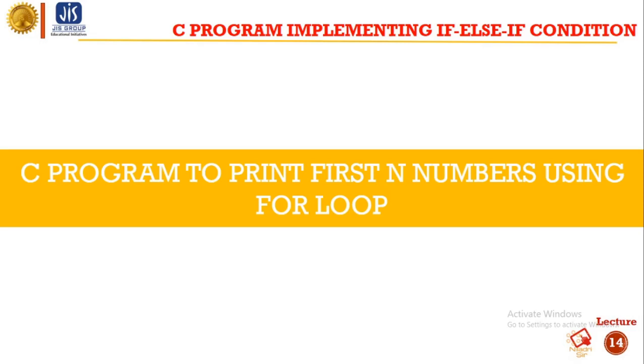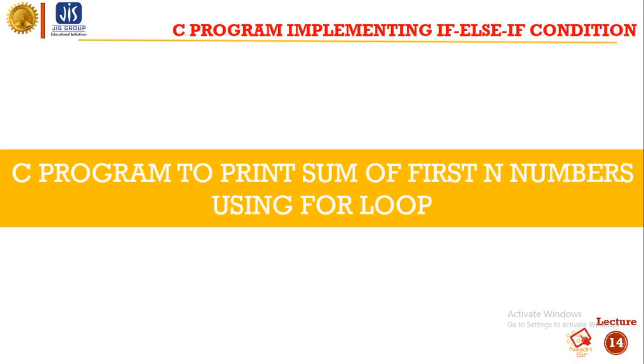Okay, so next we will do another C program. It will print the sum of the first n numbers using a for loop. In our previous program, we just printed the first n numbers, but in this program, we will also print the sum of all the numbers.